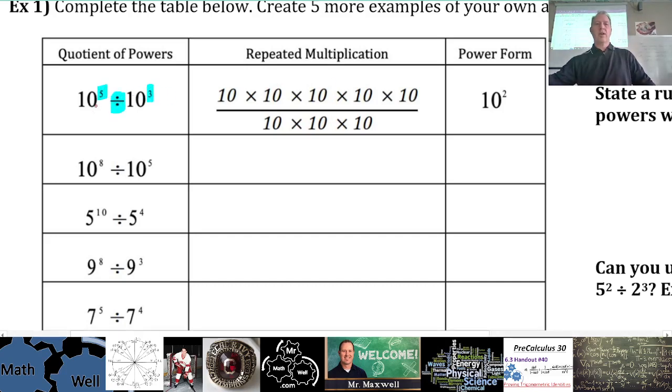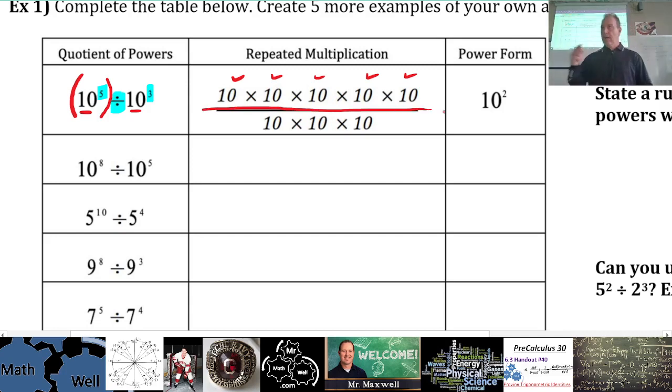Just like yesterday, we have the same bases involved. Different from yesterday, we have division involved. But look carefully at what this means. 10 to the power of 5 is still written in repeated multiplication as 5 tens multiplied together. The divided by will be written as this line right here. That's the divided by line.